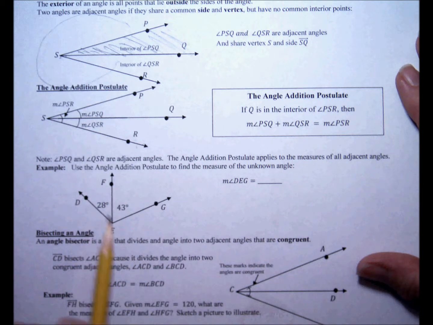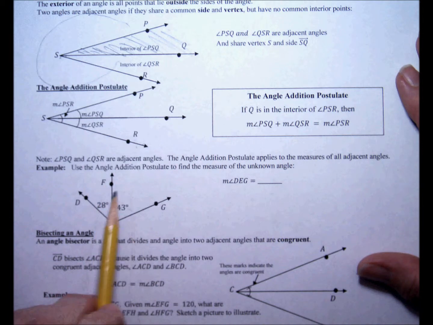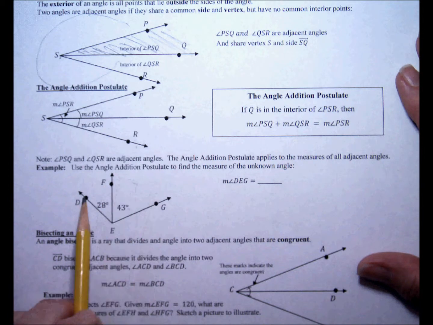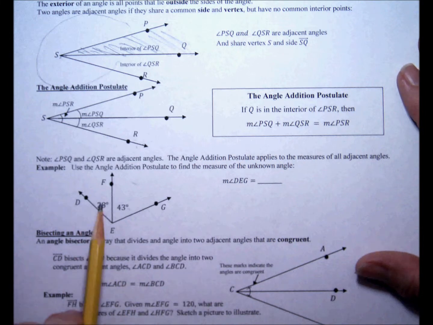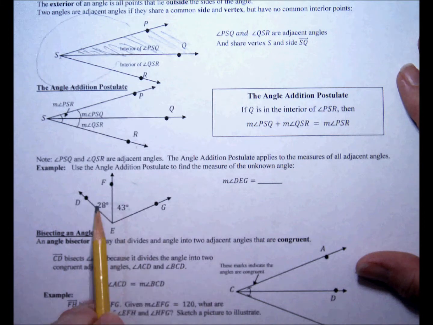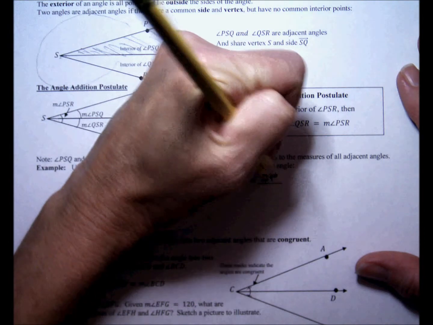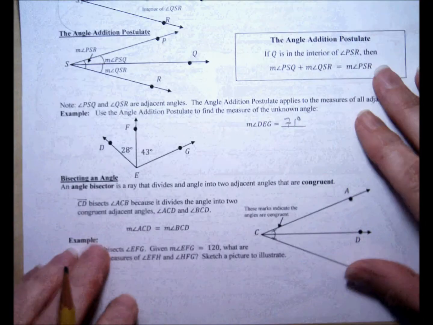So use the angle addition postulate to find the measure of the unknown angle. Now sometimes you're going to get algebra, just like we did with the segments. Sometimes you'll have maybe x and 3x here, and you know the measure of the full angle, and you have to make an equation and solve for x. But in this case, we're just adding them up to get the measure of DEG. So 28 plus 43 is 71 degrees.